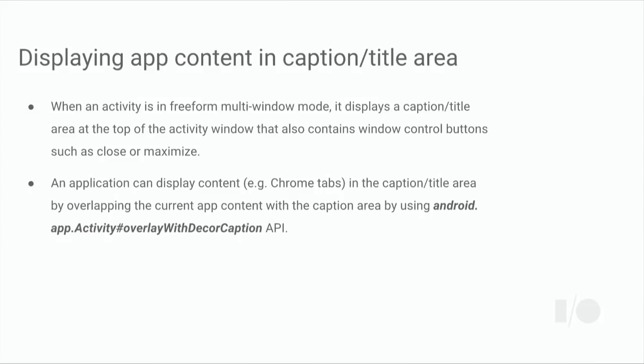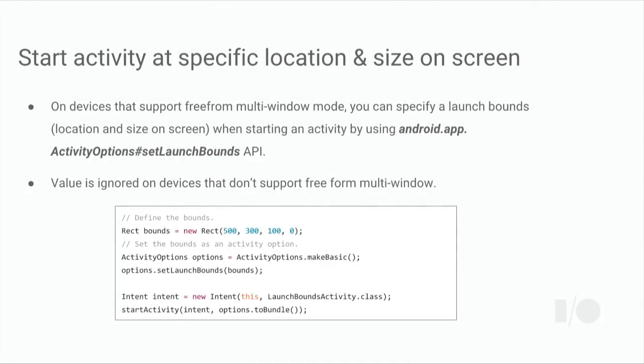In freeform mode, activities are allowed to display content next to the caption/title area using the overlay with the core caption API. You can think about the Chrome tabs you have on your computer, where the Chrome tabs are next to the window control buttons. With this API, you can do something similar. Also in freeform mode, an activity can launch another activity at a specific location and size on screen using the activity options set launch bounds API.